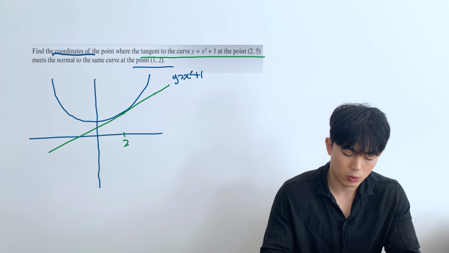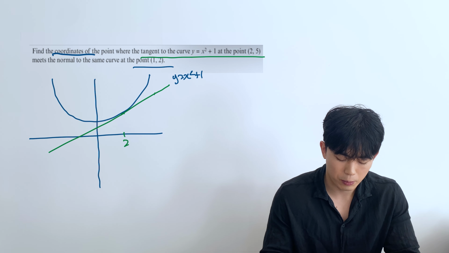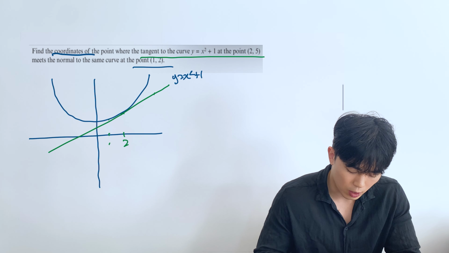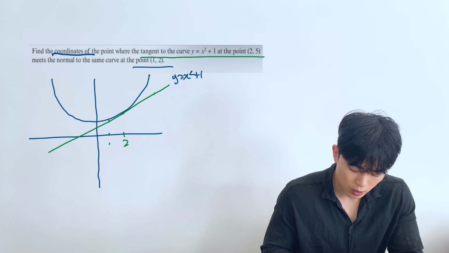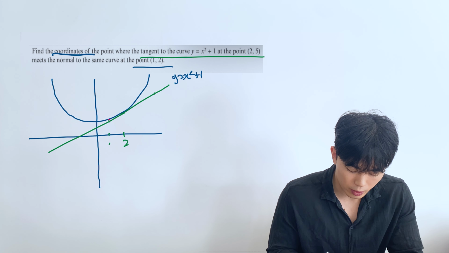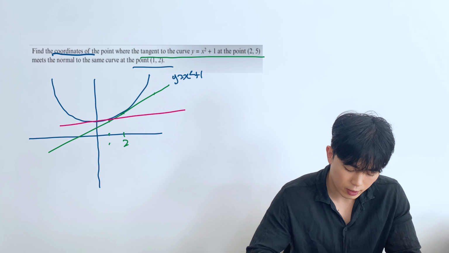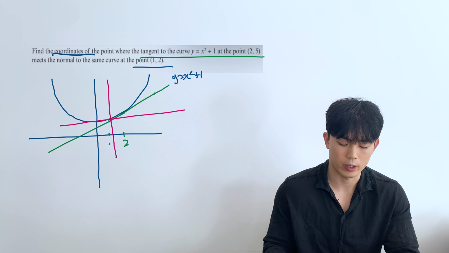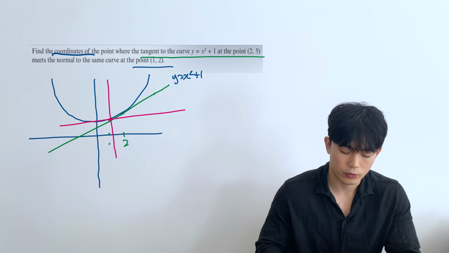And then it meets the normal to the curve at the same point at 1, 2. So this is 1 here. So 1, 2, the normal line will be like here. So that's the tangent line, and we're trying to find the normal equation, this one here, okay? So let's find the tangent one first.